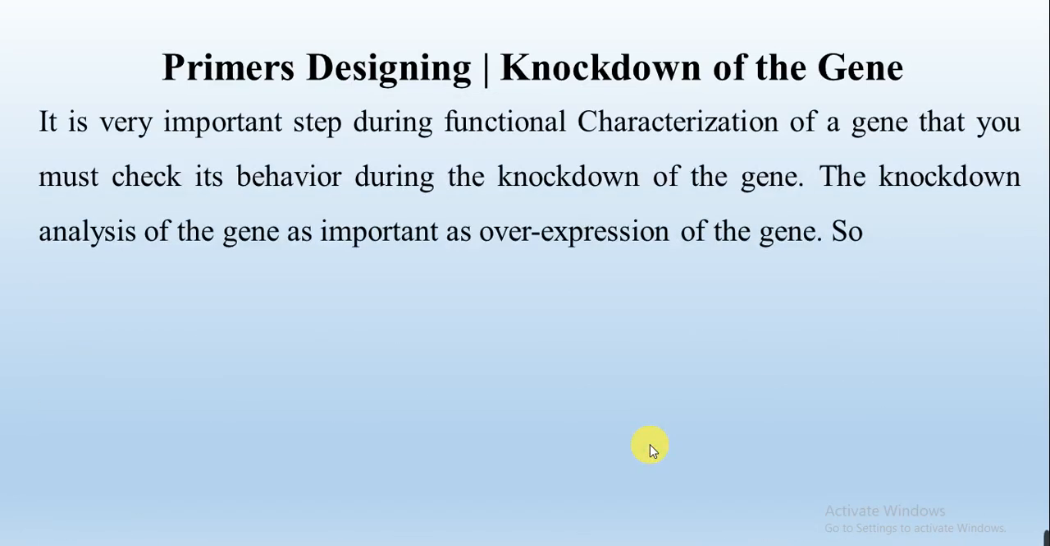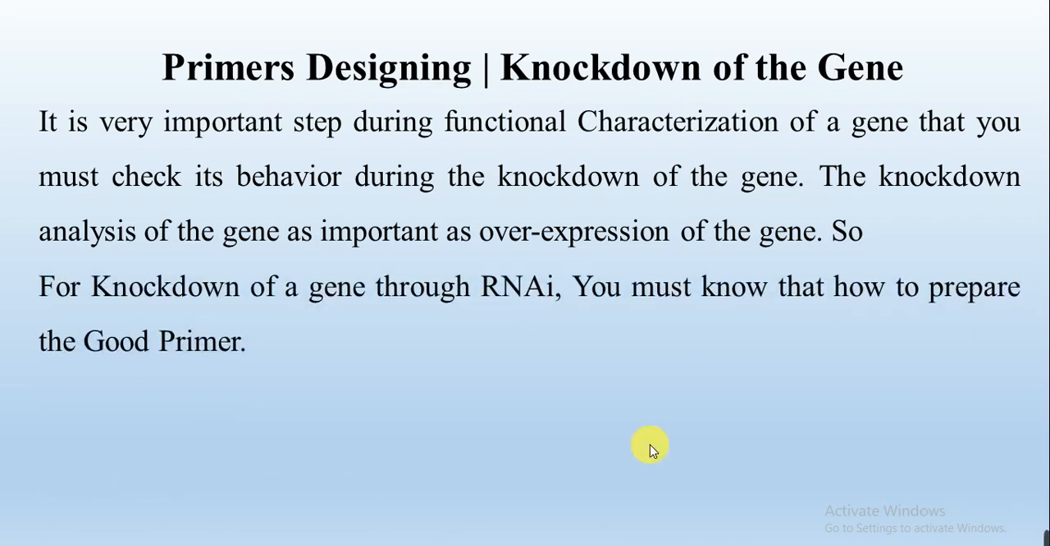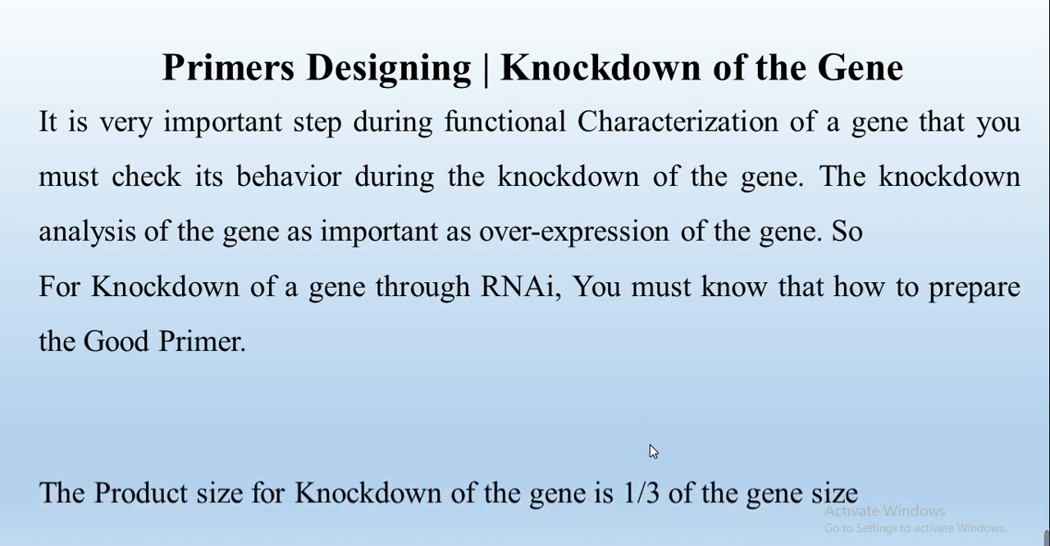This is our third lecture about primer designing, and it is about the designing of primer for knockdown of a gene. It is a very important step during functional characterization of a gene that you must check the gene's behavior during the knockdown of the gene. The knockdown analysis of a gene is as important as overexpression of the gene. So for knockdown of a gene through RNAi, you must know how to prepare a good primer, because you need to prepare the primer to clone that specific portion of your gene for knockdown of the gene.